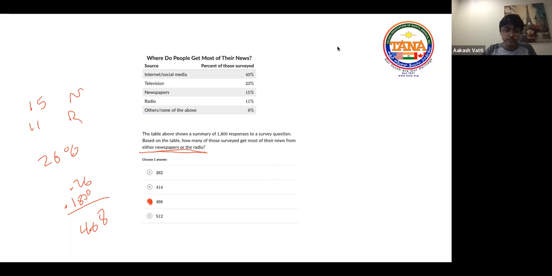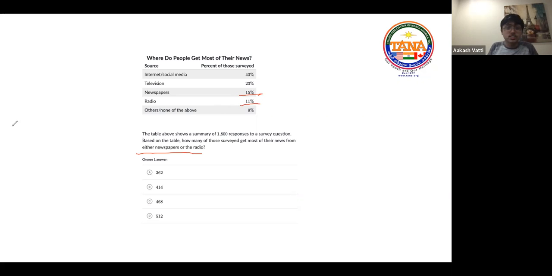For the people who asked me to show it, do you understand why it's C and not one of the other answer choices? Okay, for the people who are asking to do it again: either newspapers or radio, so we want the percentage of newspapers plus the percentage of radio. That's 26%, which is basically 0.26, because remember, a percentage is a number times 100. And you want 0.26 times 1,800, because that's the total number of people who responded. So 0.26 times 1,800 is 468, which is done using a calculator. There's no way you're required to do this through pen and paper. So the answer is C. Kowser, do you understand why it's C now? All right, next question.